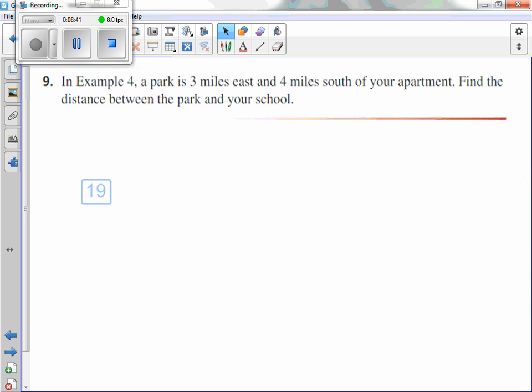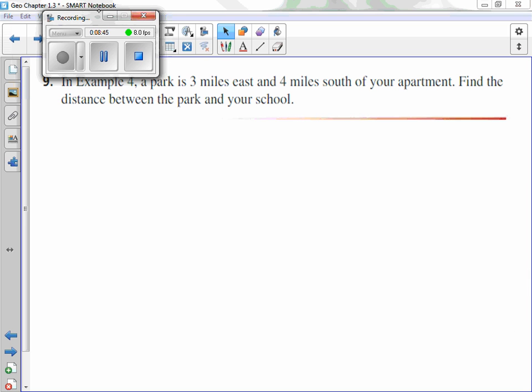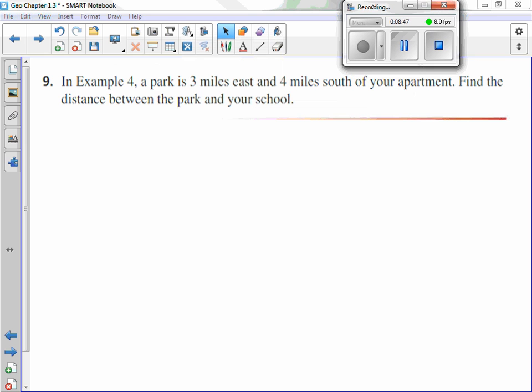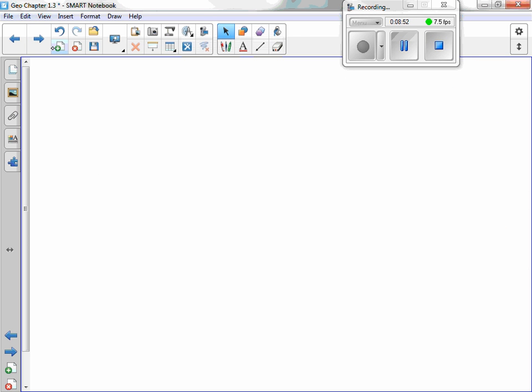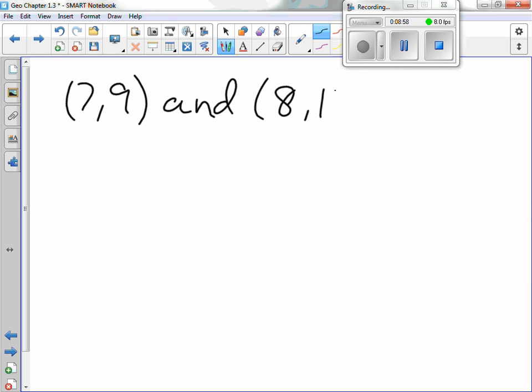Okay. Let me move this over here. Okay. Now, say we wanted to find the distance between (7, 9) and (8, 12). Now, I know you've probably at this point you're saying, Mr. McClendon, we've already done finding the distance formula. Okay, I know you've done the distance formula. We're just going to do one more, then we'll call it good.